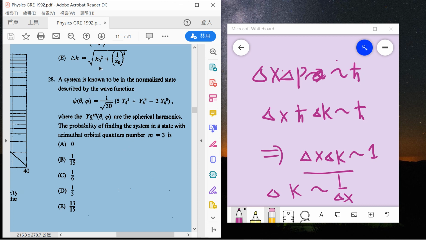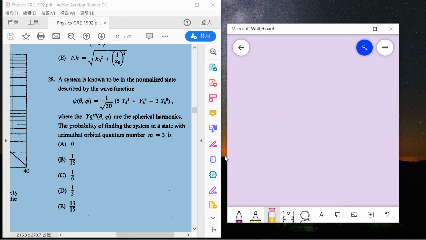Okay, so 28, the system is known to be a normalized state wave function. We ask about which one. This is Y_L^M, a spherical harmonic, basically some strange combination of Legendre polynomials, which nobody cares about. In this azimuthal orbital quantum number, m equals 3. That means if you measure, you ask what's the probability that you can get m equals 3.